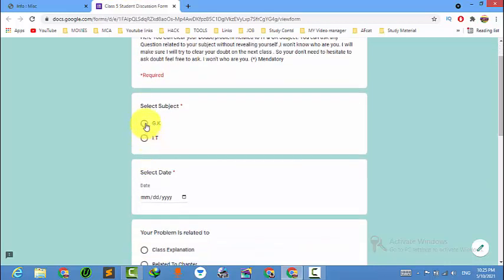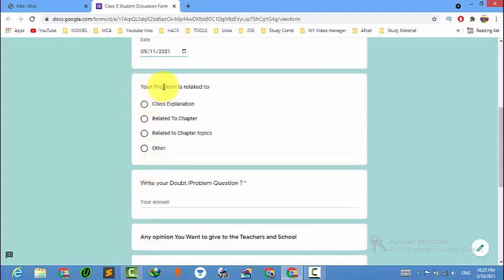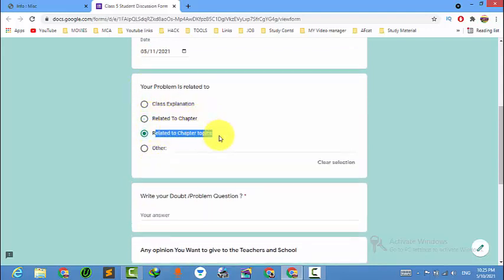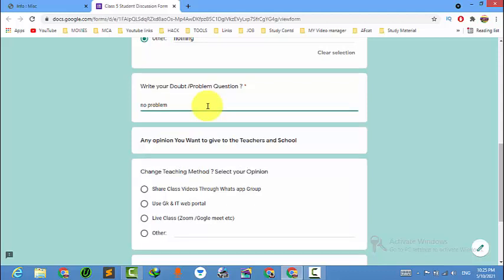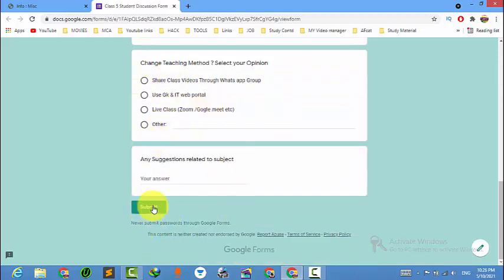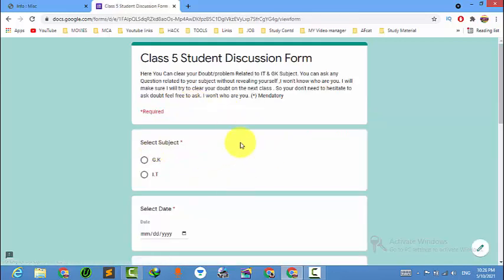Suppose your doubt is related to GK, then you have to select the date by typing on any of the dates. Then you have to select what your problem is related to, suppose class explanation, related to chapter, related to chapter topics, or nothing. These stars are mandatory. Write your doubt or problem, then you can just click on submit, right? So you can clear your doubt without showing your name or who you are.